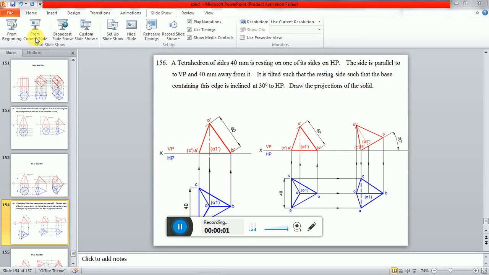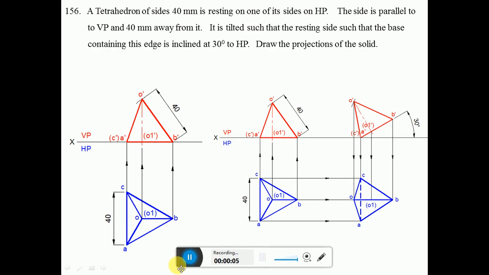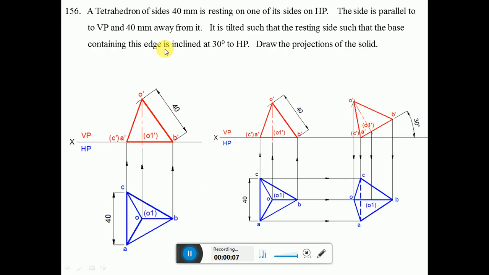A tetrahedron of sides 40 mm is resting on one of its sides on HP. The side is parallel to VP and 40 mm away from it. It is tilted such that the base containing this edge is inclined at 30 degrees to HP. Draw the projections of the solid.